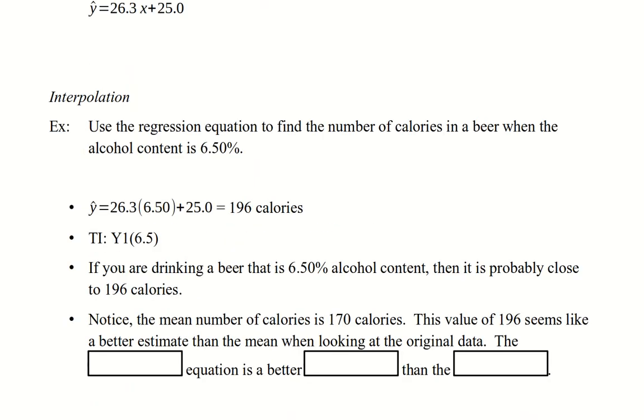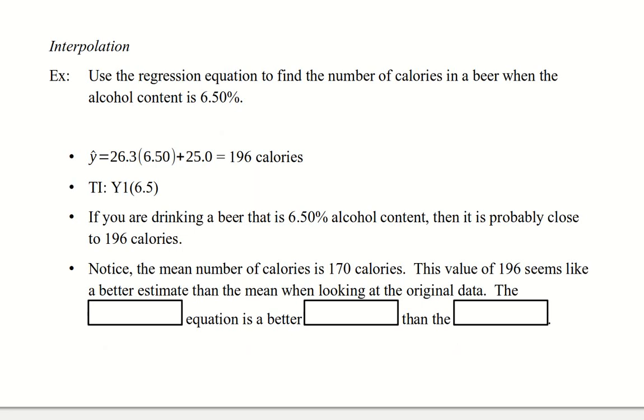Now, once we have a linear regression line, we actually have a fairly powerful tool. It helps us make predictions about where a beer that we hadn't encountered before would lie on this line. So here's a question. It says to use the regression equation, that's the one in your calculator, you've stored it in y sub 1, to find the number of calories in a beer with alcohol content of 6.5%. So you're assuming that this beer behaves like the others, has the same relationship between calories and the alcohol content.